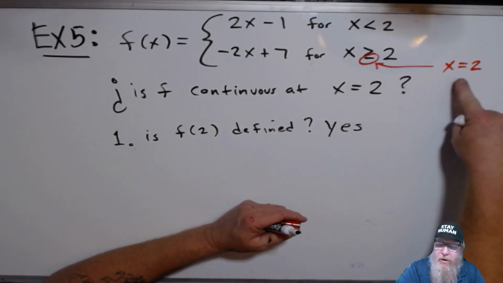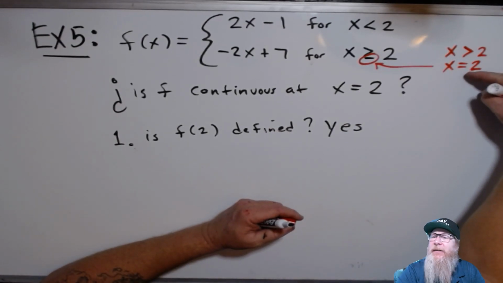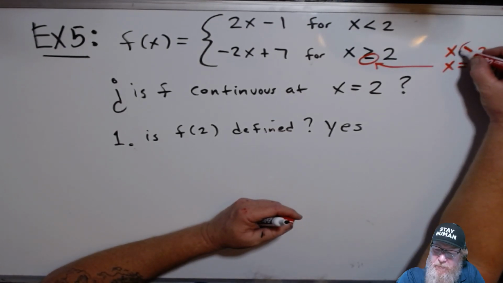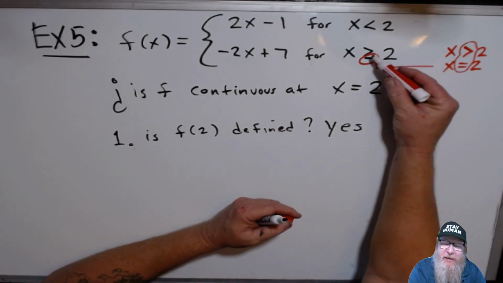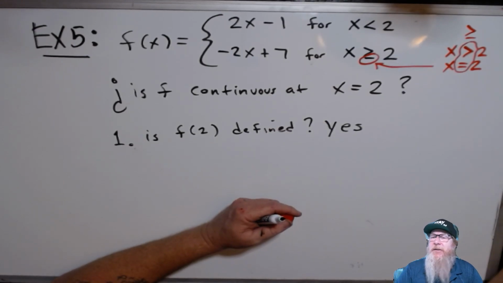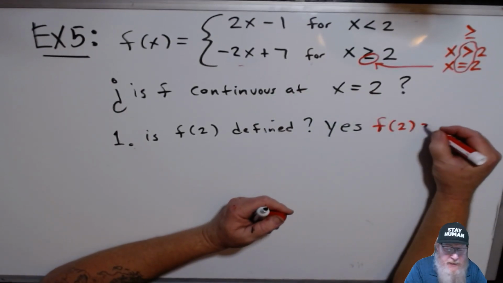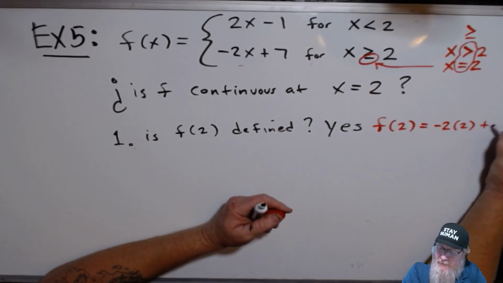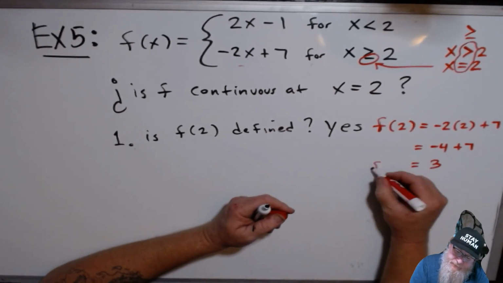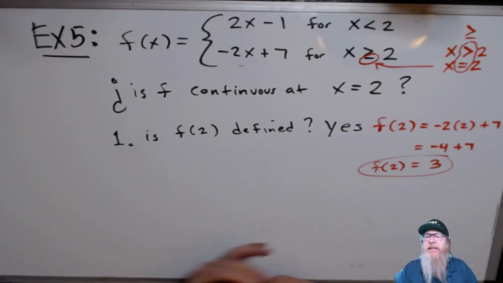Greater than or equal to. In the old days, they used to actually write it this way. Greater than or equal to. And so these symbols have morphed together over time to become this symbol, greater than or equal to. So yes, it's defined. F of 2, you use the second piece. And you get 3. All right, so it satisfies that.